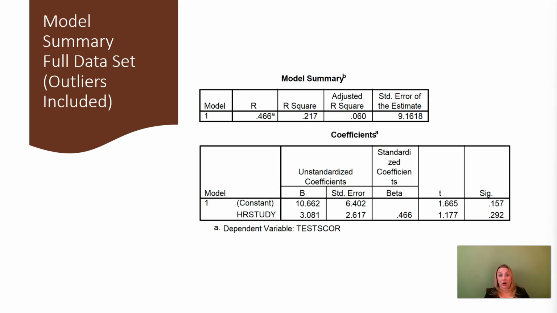We also see from our R-squared statistic that that value is 0.217. And what that means is that the amount of time spent studying only really explains 21.7% of the variance in the reading scores.